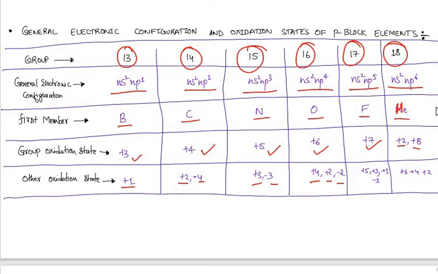And the halogens will show +5, +3, +1, -1 oxidation states, and group 18 will show +6, +4, +2 in their combined oxidation state. When they are in combined form, they will show some different oxidation states rather than their group oxidation state.